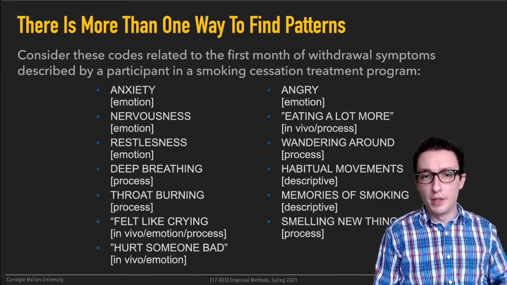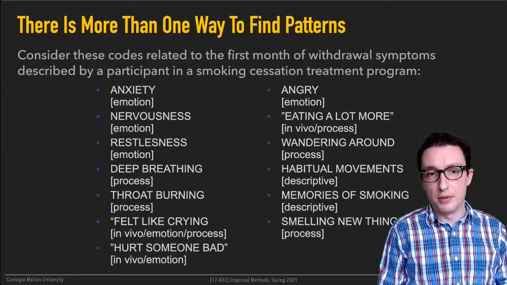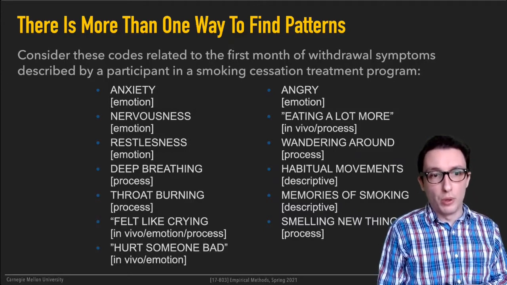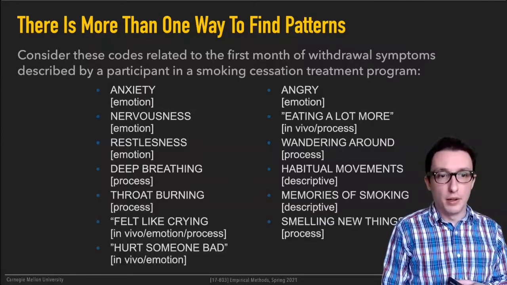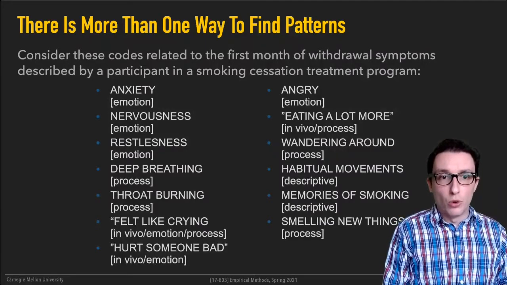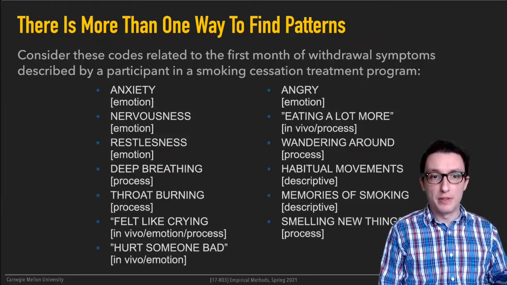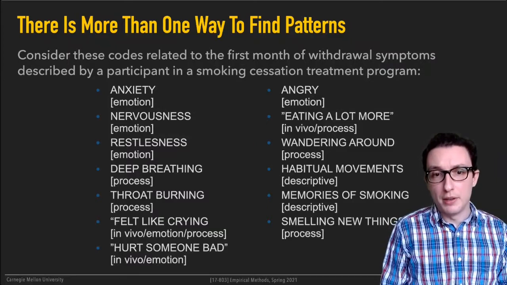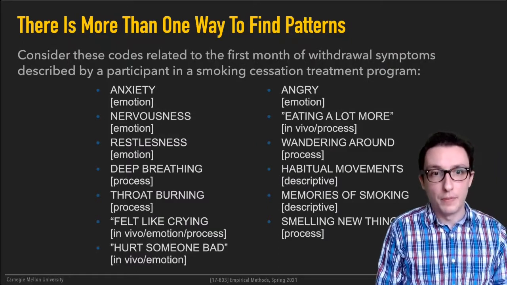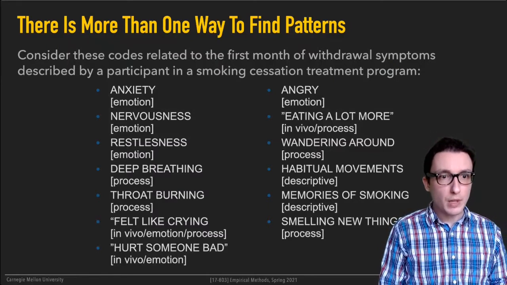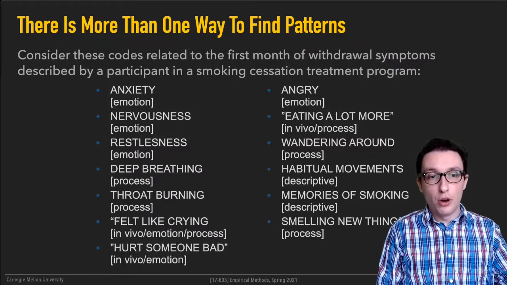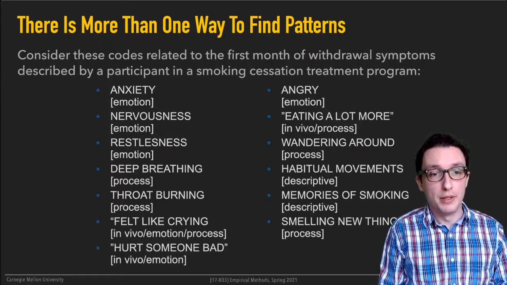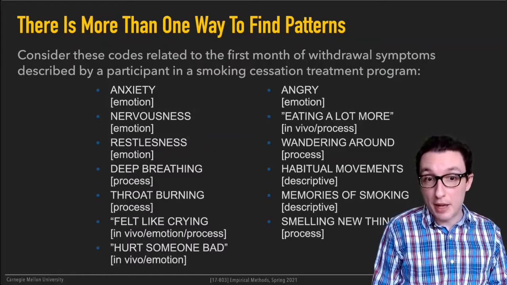So these are the first pass codes that the researcher assigned: anxiety, nervousness, restlessness, deep breathing, throat burning, I felt like crying, hurt someone bad, angry, eating a lot more, wandering around, habitual movements, memories of smoking, and smelling new things. And you can see how different codes here are of different types. We talked about types before. So how do you go from just the raw codes that you've assigned, your labels, to some patterns? What might some patterns be?